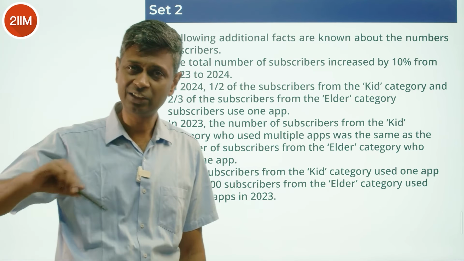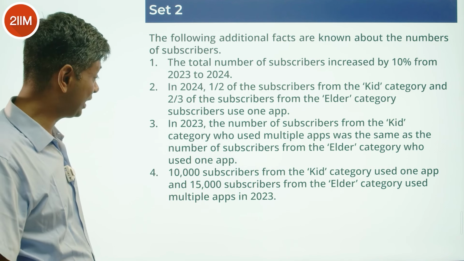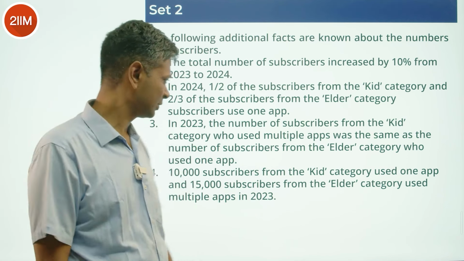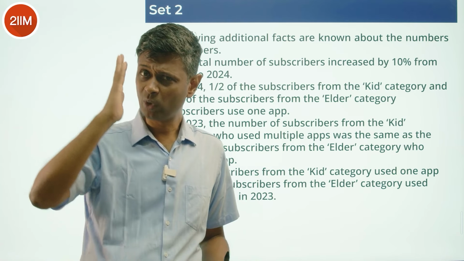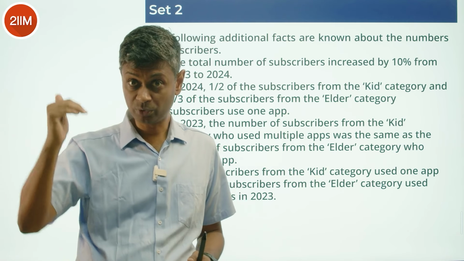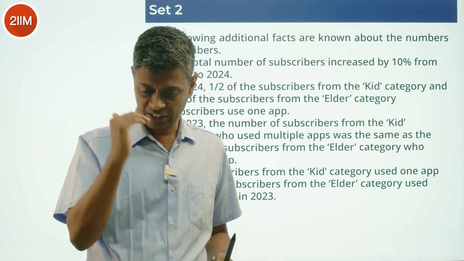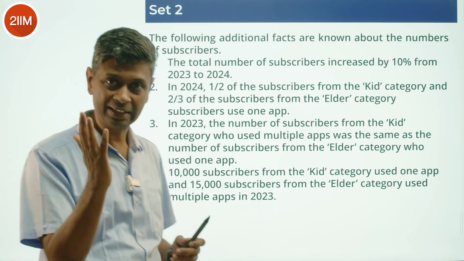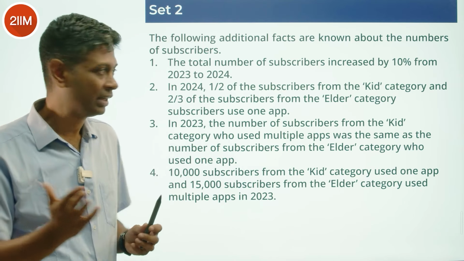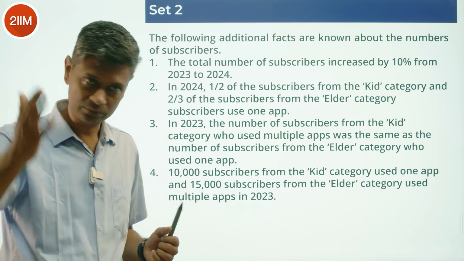In 23, the number of subscribers from the kid category who used multiple apps was the same as the number of subscribers from the elder category who used one app. Okay, I'll have to keep this in mind. So, we're thinking about 23 and 24. We have one as X, one as 1.1X in terms of total. With percentages, we can get kid and elder overall numbers. And then with this half and 1/3, we can get one app and multiple apps. Others we'll worry about later on.